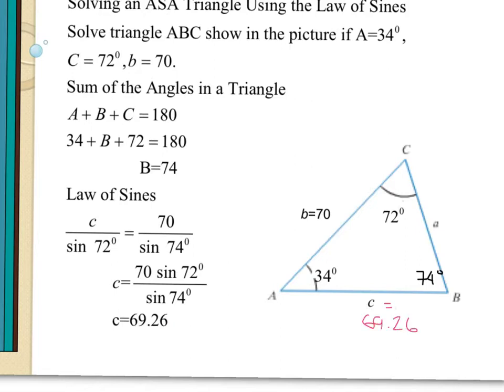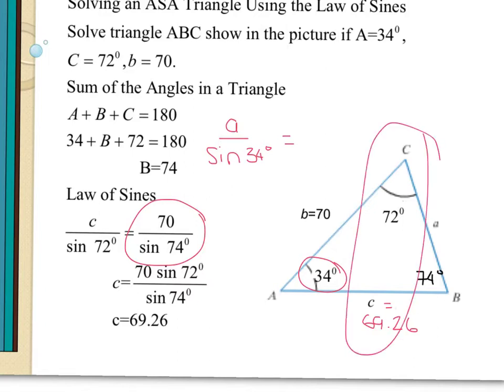Let's find little a. So little a over the sine of a, 34 degrees. Here I have an option. Either I can use the same ratio I did before, or I can use the one I just found for C. So I can use this one if I so wish. However, I'm going to keep it consistent. Let's just do 70 over sine 74. Multiply sine 34 to both sides.